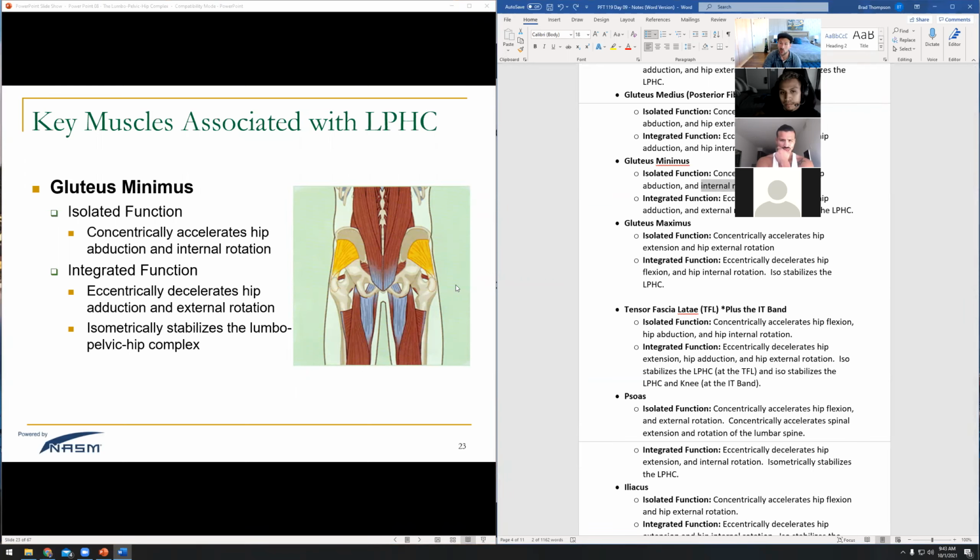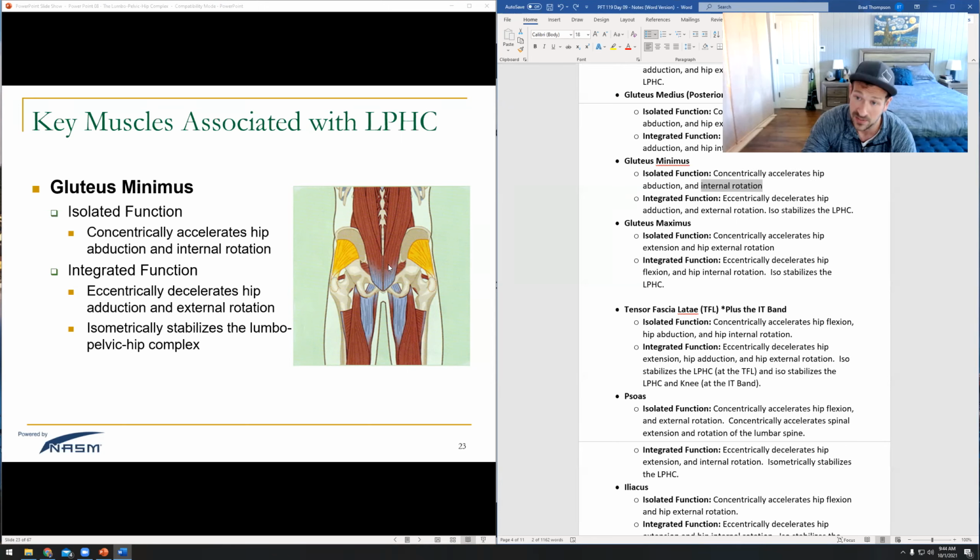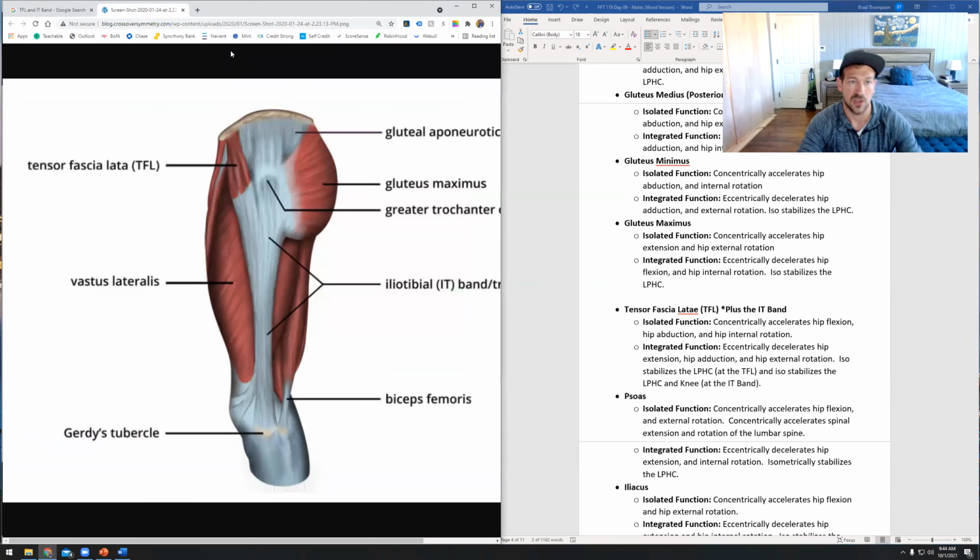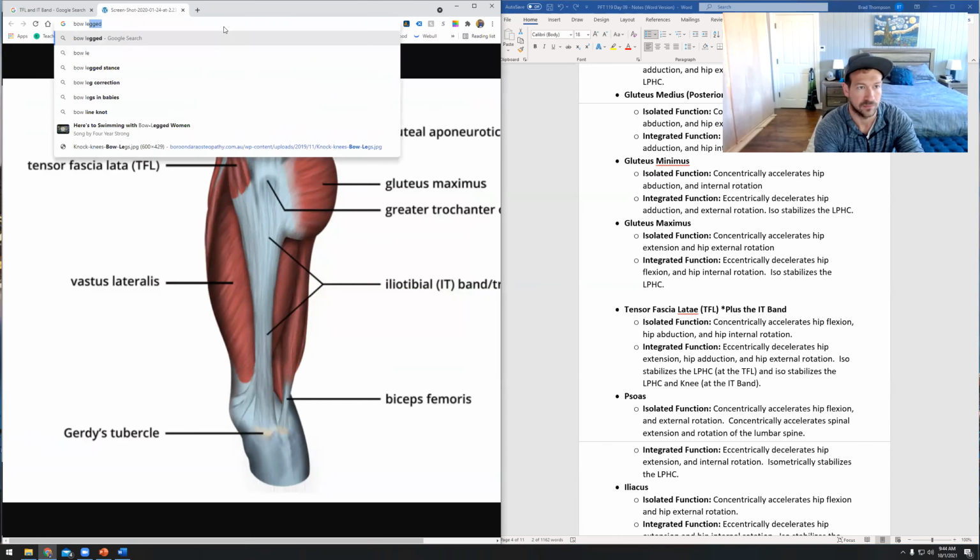Oftentimes we're turning off these bad guy muscles so that we can turn on our good guy muscles. This is the only glute that's sometimes on that tight, overactive list that we sometimes need to work on. It does a little bit of hip abduction and a little bit of internal rotation. You'll see this on the tight muscles list when you see somebody who has that bow-legged posture.